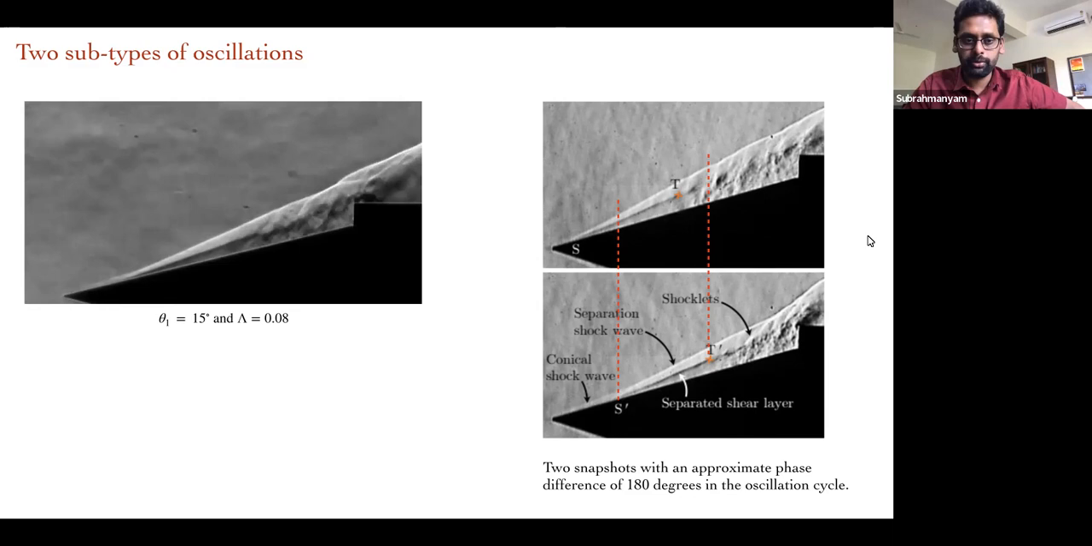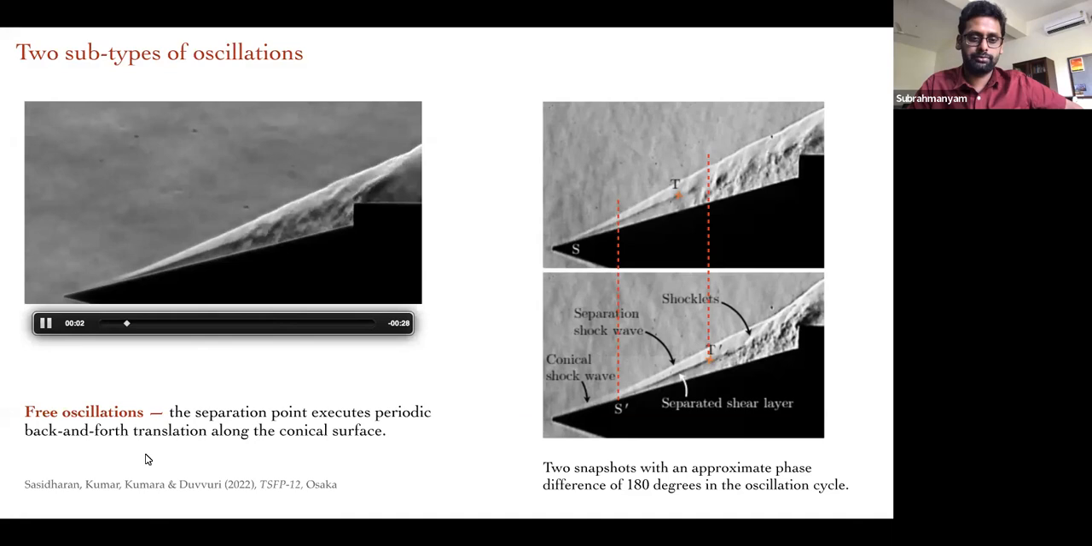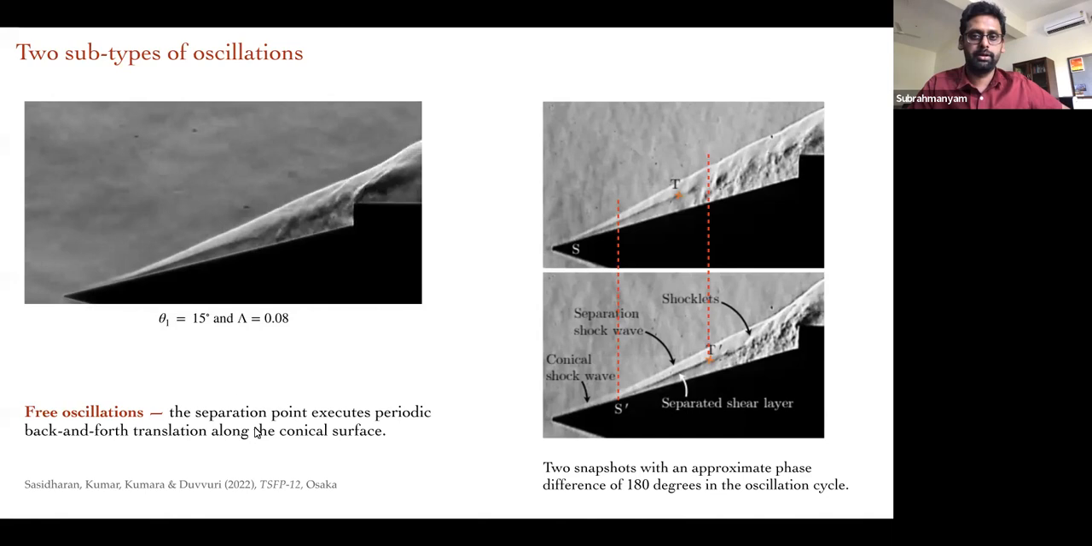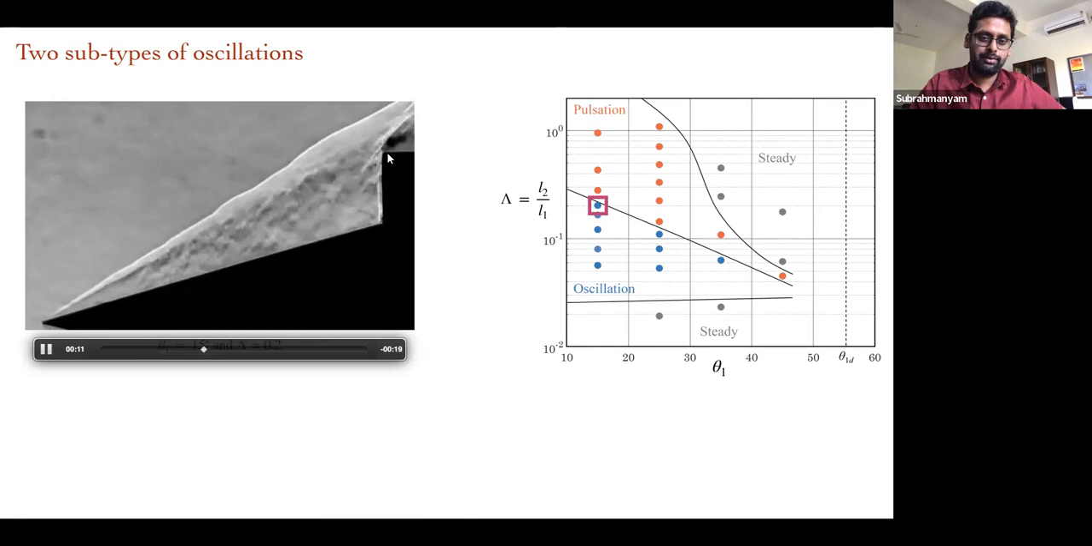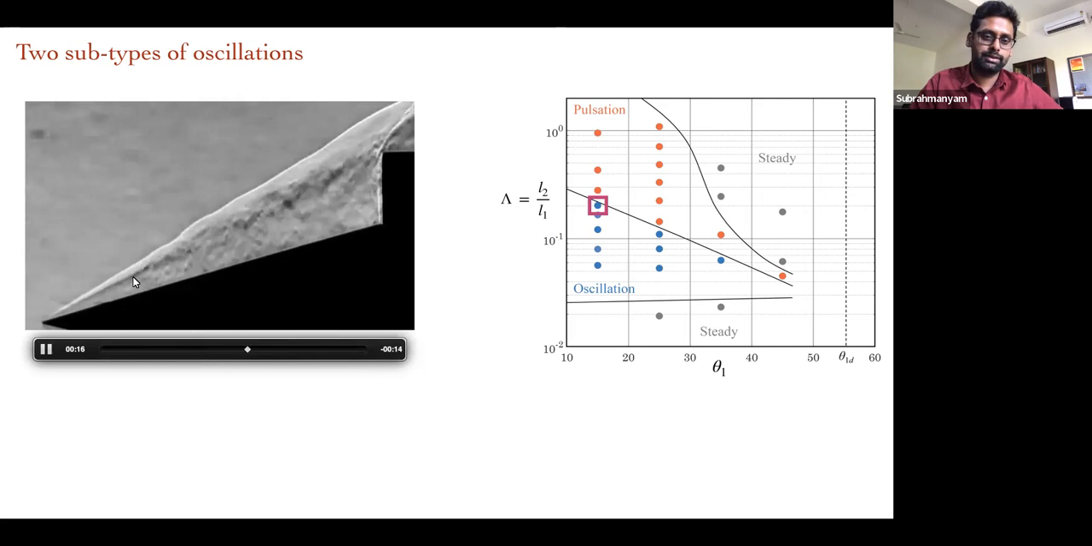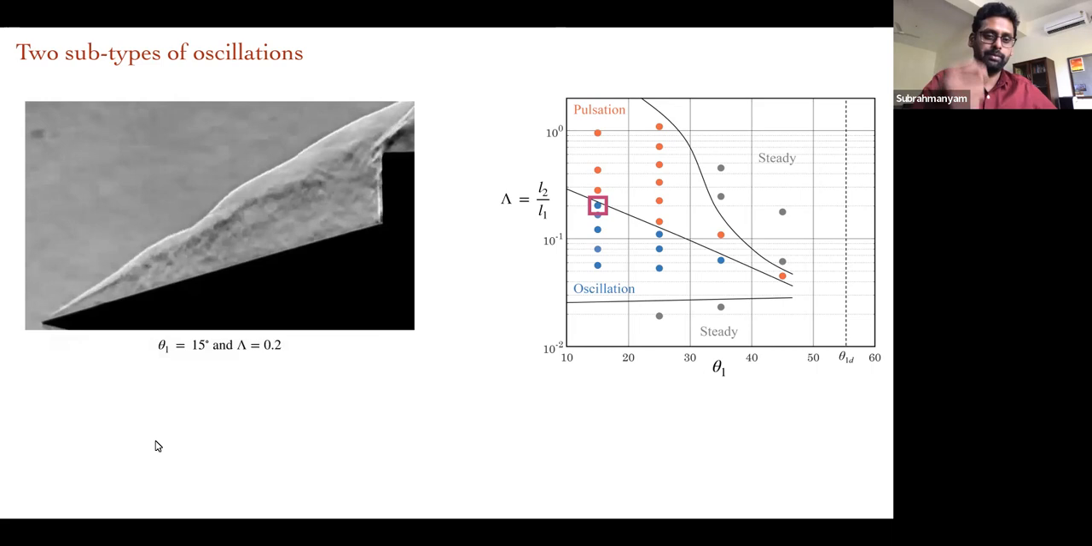We label this type of oscillation as free oscillation simply because the separation point is free to move along the cone surface. Now compare this with the other type of oscillation that we saw, which we call anchored oscillations. In this case, we have a larger value of lambda, where lambda is now large enough that it pushes the separation point all the way to the nose of the cone, and the separation point remains anchored there, as you can see in this video, right?